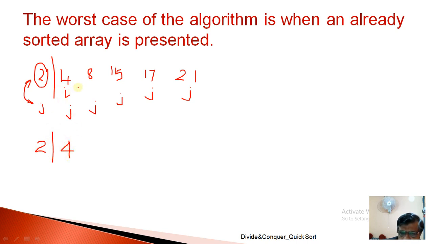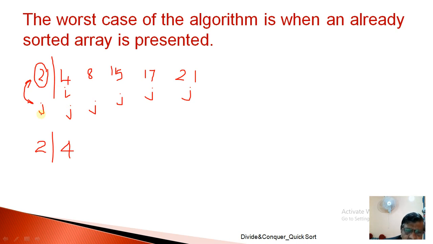So in doing so, how many comparisons have taken place? I has found only one comparison. It has stopped. J, 2, 3, 4, 5, 6, 7.